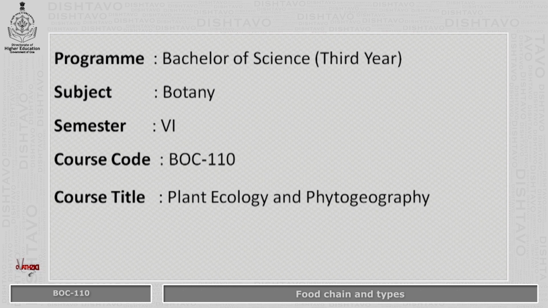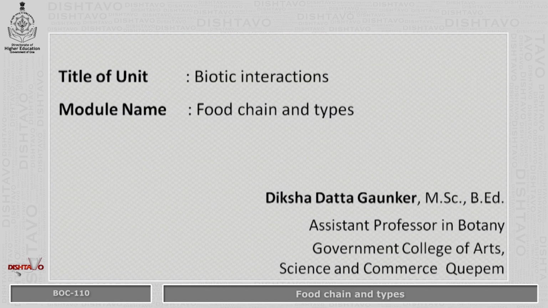Program: Bachelor of Science, 3rd year. Subject: Botany, Semester 6, Course Code BOC 110, Course Title: Plant Ecology and Phytogeography. Title of Unit: Biotic Interaction. Module name: Food Chain and Types.